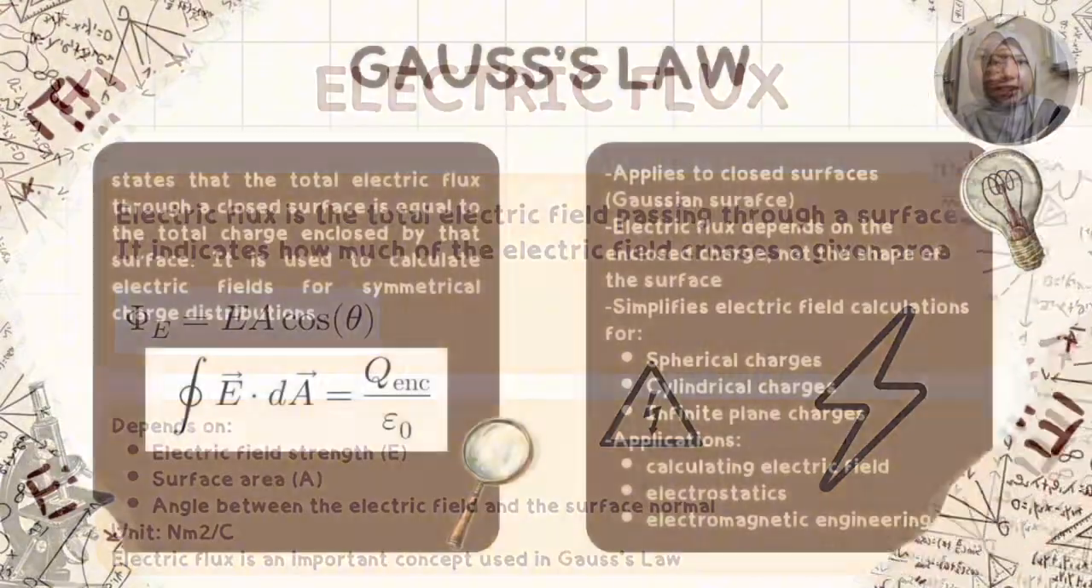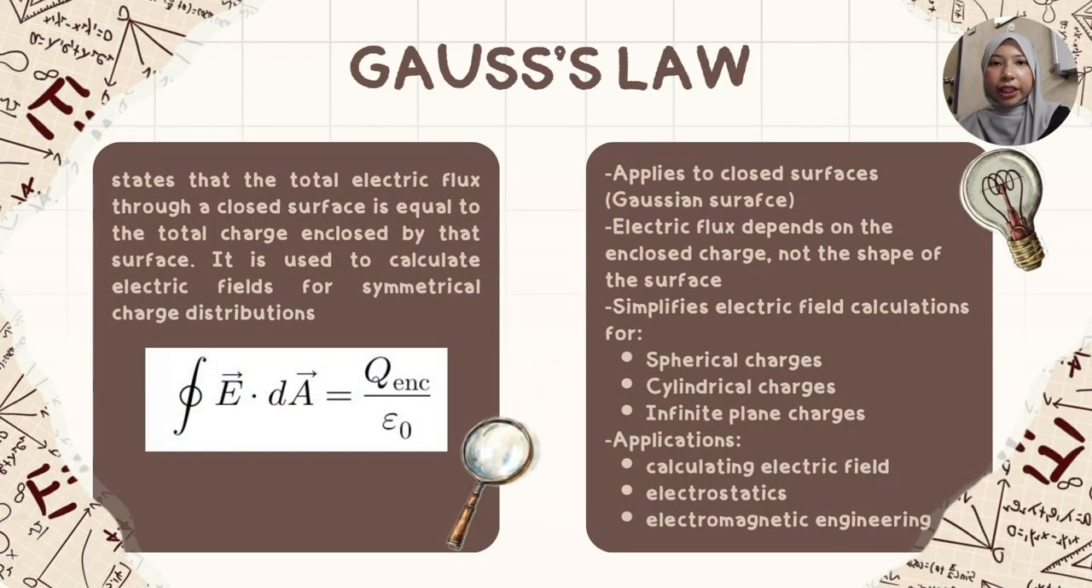Next, for Gauss' law, it states that the total electric flux passing through a closed surface is equal to the total charge enclosed within that surface. The closed surface is called a Gaussian surface. This law is very useful because it simplifies the calculation of electric fields, especially for symmetrical charge distributions such as spheres, cylinders, and infinite planes. Instead of calculating the electric field at every point, we can use Gauss' law to obtain the results more easily.